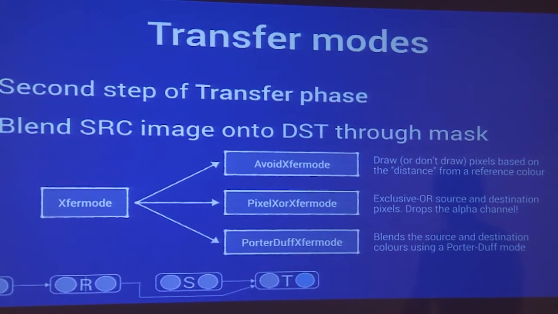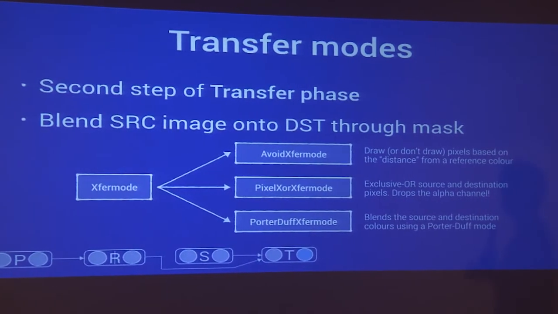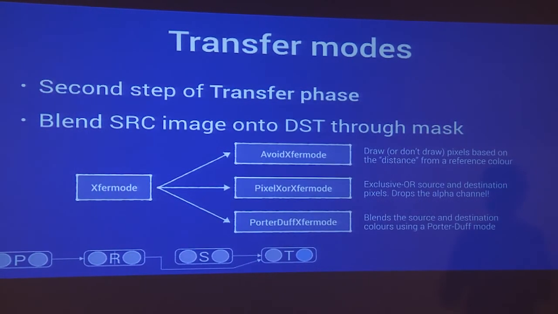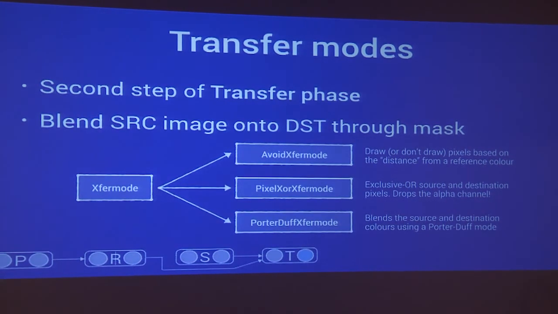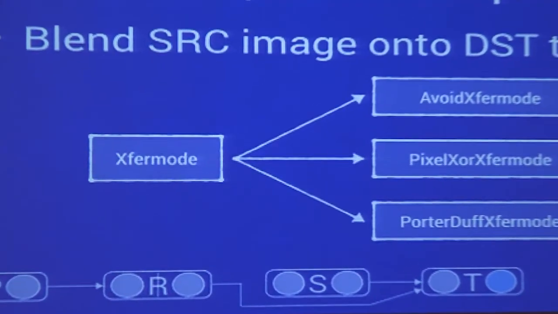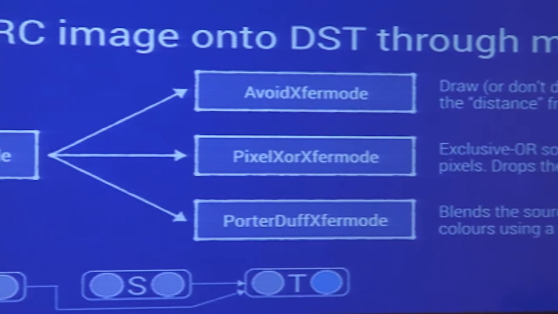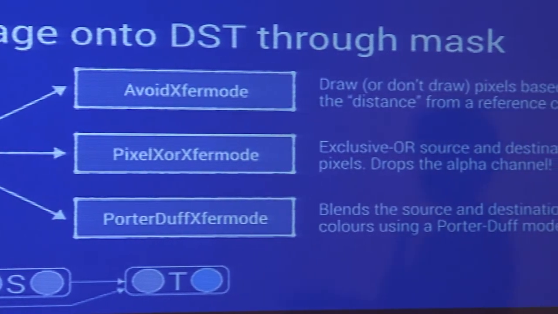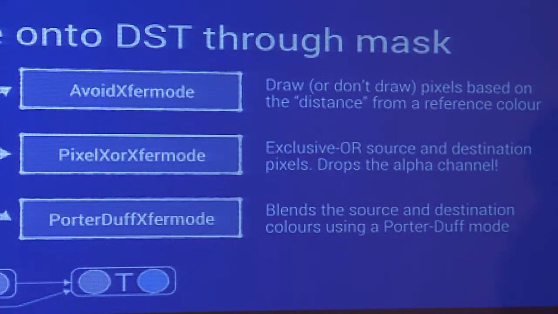The transfer modes are applied as the last thing. So they are what actually blend the source, which is what came out of shading, with the destination. It basically decides how the stuff you draw will be composited over what's already on the canvas. If the canvas is blank, then it doesn't really matter. But if you already have stuff on the canvas, then it really does make a difference.